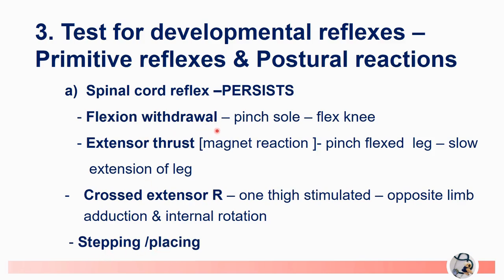Flexion withdrawal: just pinch the sole lightly and the baby will flex the knee. Extensor thrust, which is also known as the magnet reaction: you pinch or give a push in the flexed leg, and you'll see slowly there is extension of the leg. Cross extensor reflex: one thigh is stimulated, and the opposite limb will adduct with internal rotation. Stepping, placing. I have covered all these reflexes in detail in my class on primitive or neonatal reflexes. These spinal cord reflexes persist in a CP child, so you should check all of them.